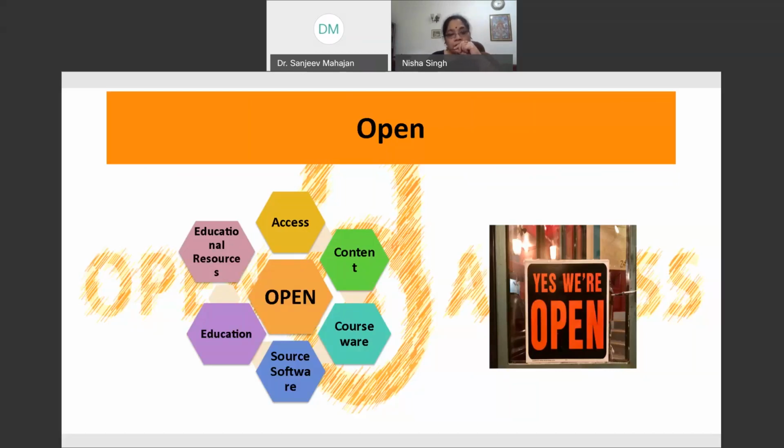Then open education, where the rules are more flexible. It is open to everyone. For example, in your university, in DU, in any other university, the minimum percentage for taking admission in a BA course is, say, 50%, but most of the students who are applying have got 80%.